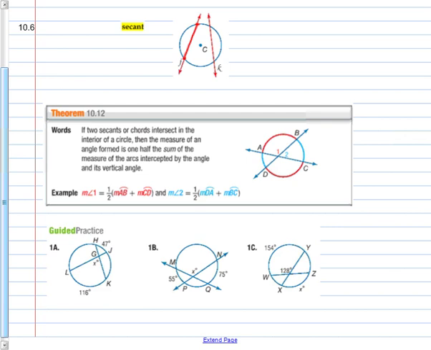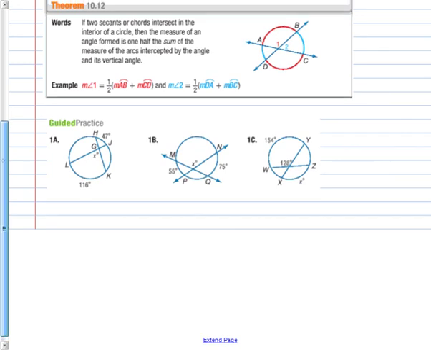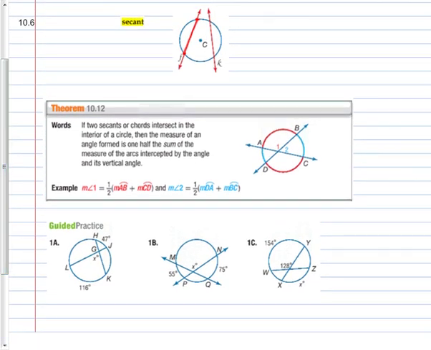So chords just start and stop on the circle. A secant just goes through the circle. It doesn't start and stop. That's a secant line. So line J, line K, those are secants. So we are going to learn things dealing with secants and measures of arcs. Maybe I should do just a little review.